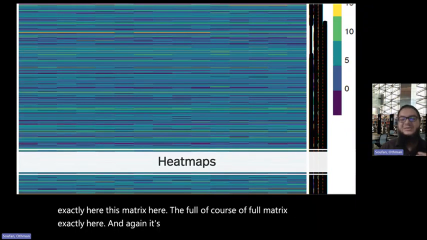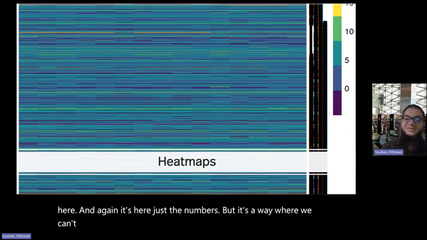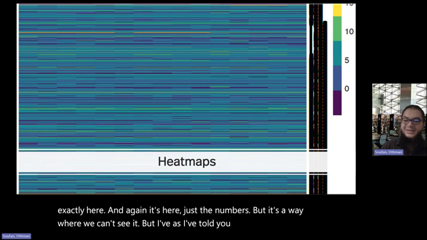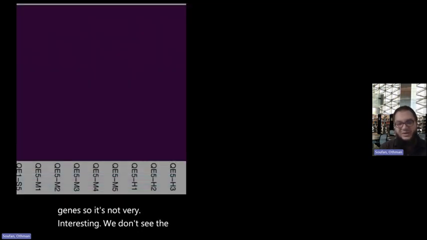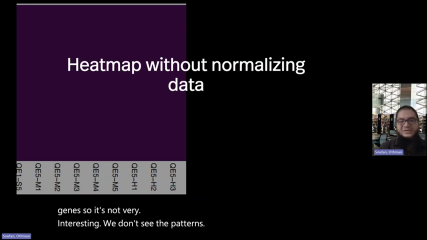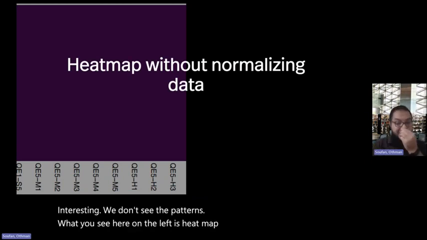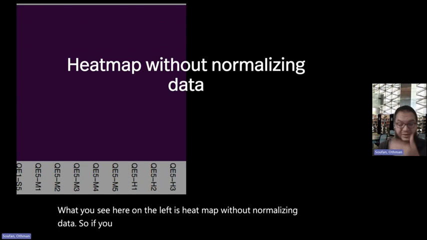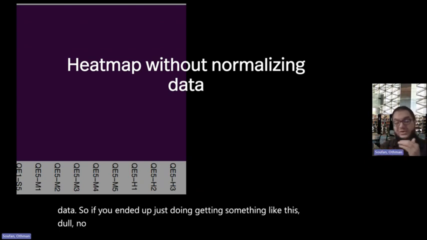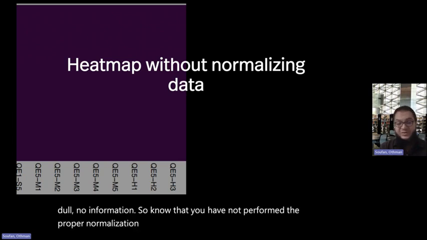Just the numbers, but it's a way where we can see it. But as I've told you earlier, this is all genes, so it's not very interesting. We don't see the patterns. What you see here on the left is a heat map without normalizing data. If you end up getting something like this, dull, no information, know that you have not performed the proper normalization. That is giving the raw data that we have.